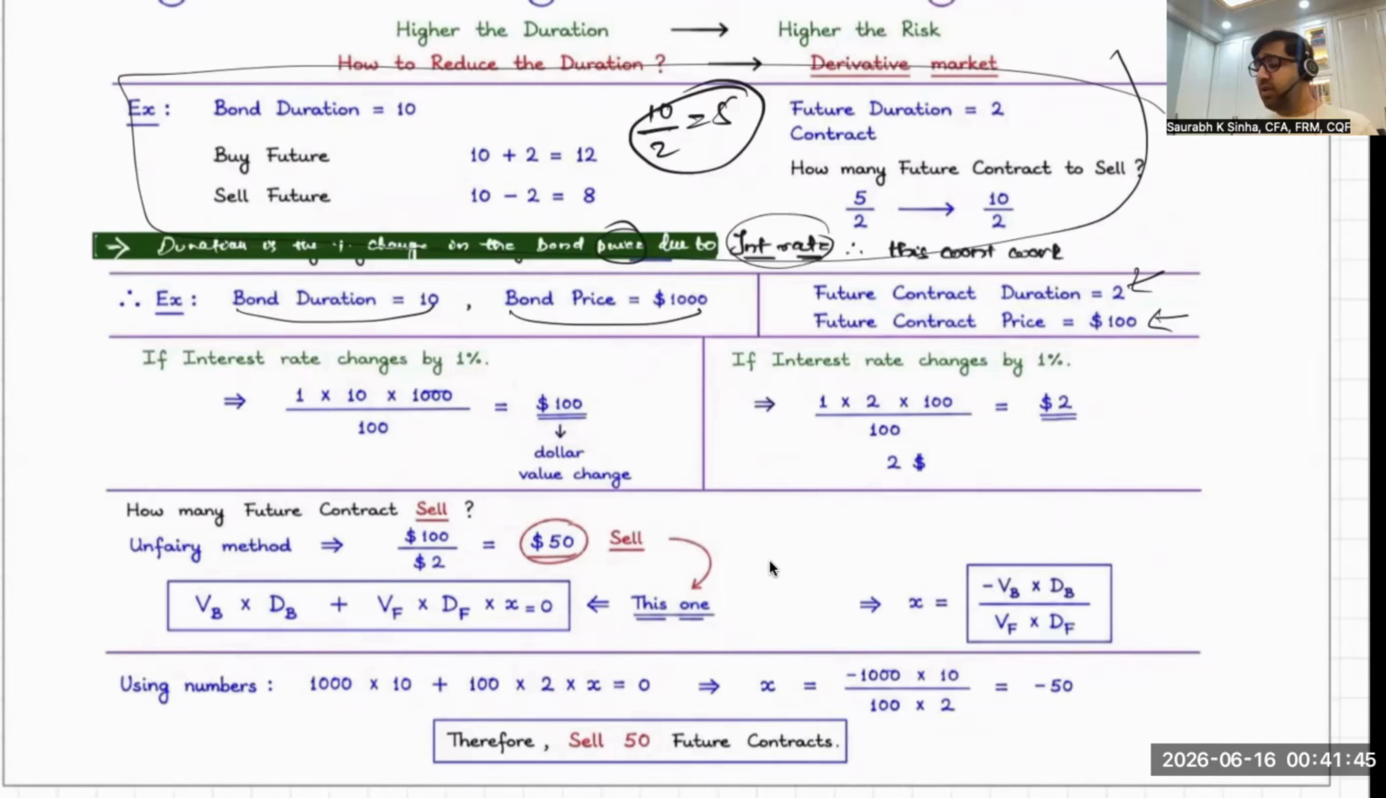And in the case of the futures contract, the duration is 2. It means if interest rate changes by 1%, the futures contract price will change by 2%, and the futures contract price is given as $100. So it is 2% of 100, that is $2. So if interest rate changes by 1%, the bond price is changing by $100, and the futures contract changes by $2. Now, if I ask how many futures contracts you have to sell, the answer is not 5, the answer is 50. Unitary method, right?